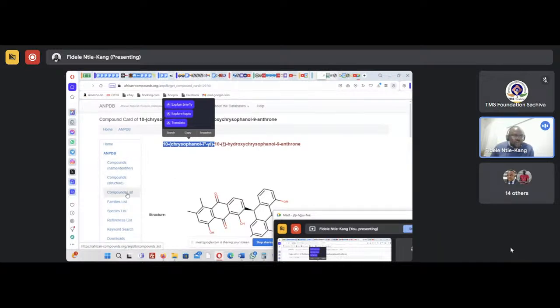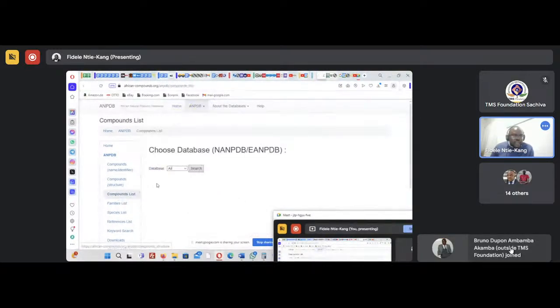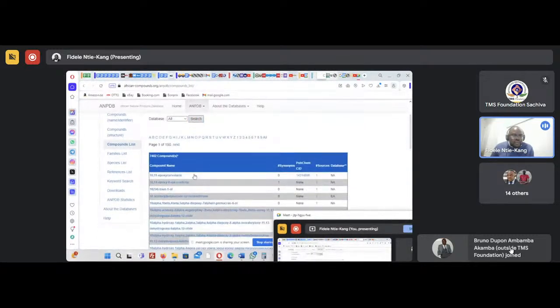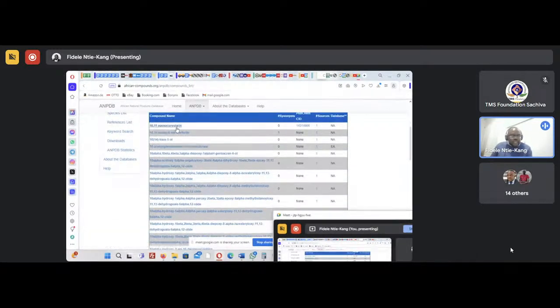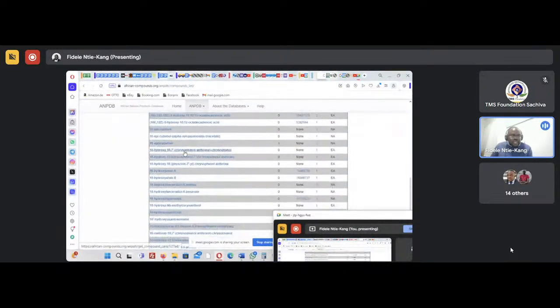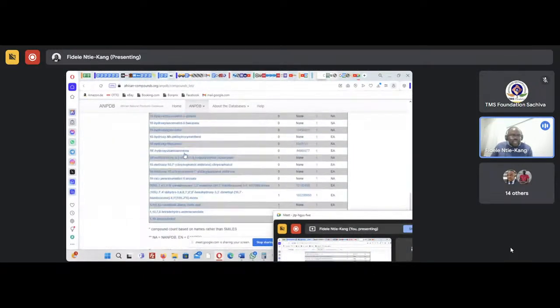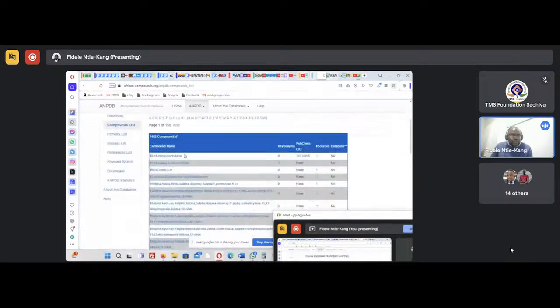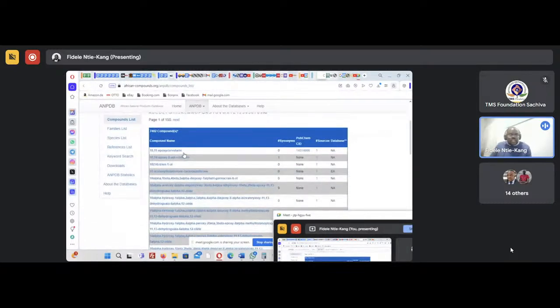Okay. So I go to the compounds list. Okay. And then I am interested in this compound. So this is a list of compounds there, and I can actually scroll down and check where my compound is from. Okay. So in essence, you have compounds list, species list, reference list as well if you are interested in references, so on and so forth.